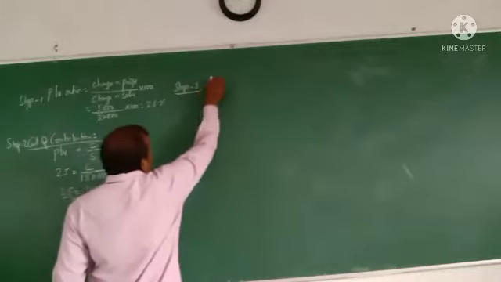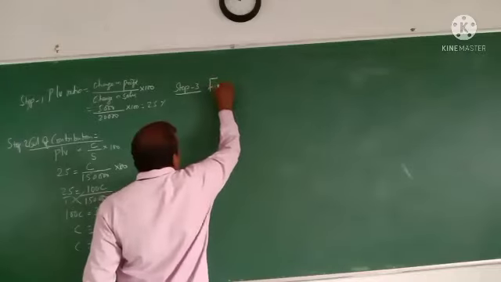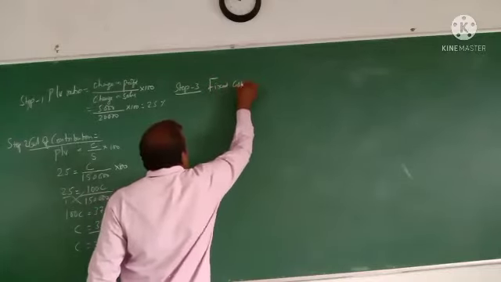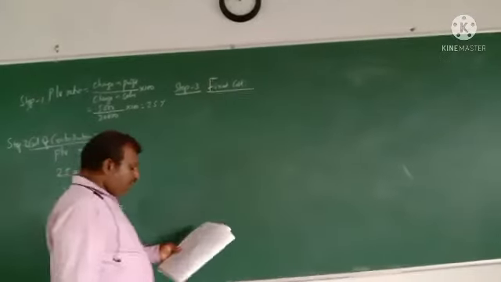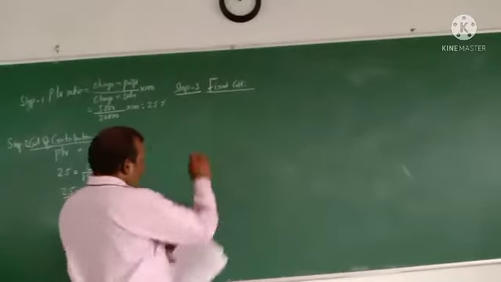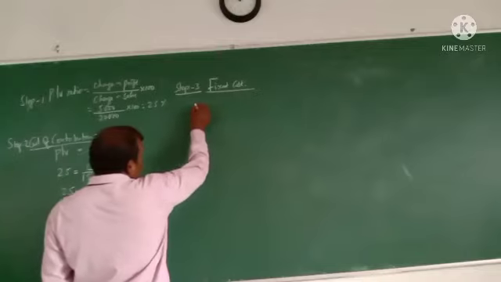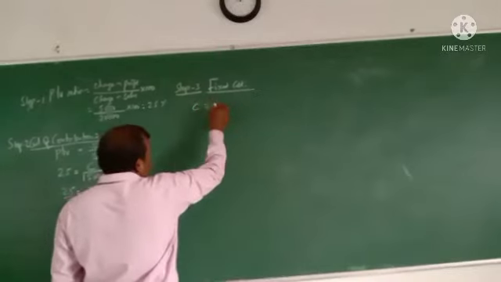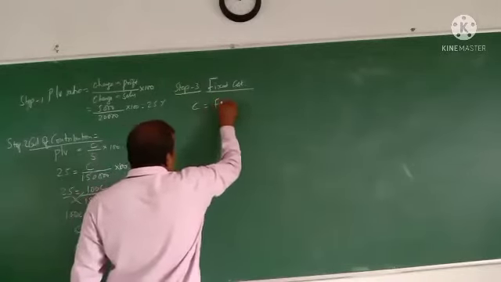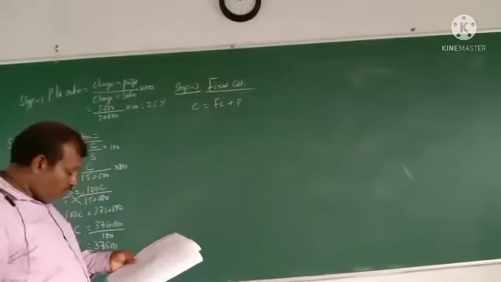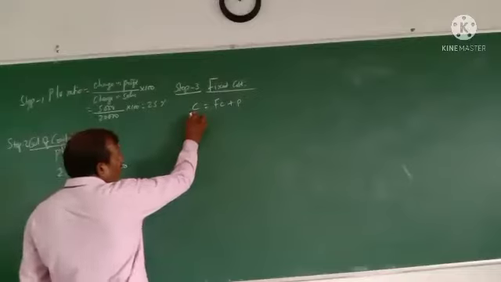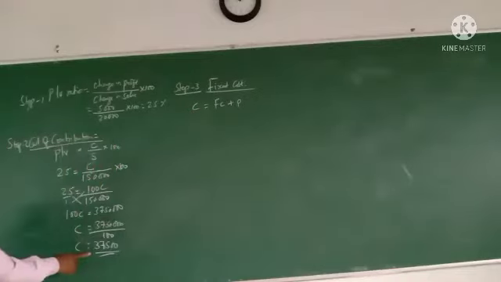After getting contribution, we have to calculate the fixed cost. We have to calculate the fixed cost by applying the contribution second formula, that is, contribution equals fixed cost plus profit. So we have contribution now. How much did we calculate the contribution?